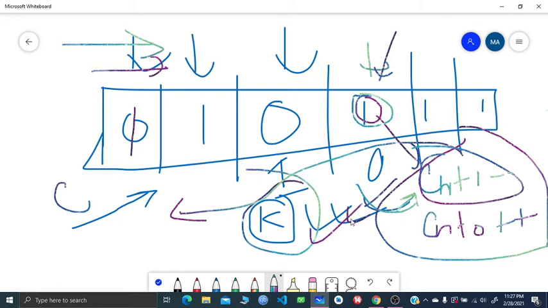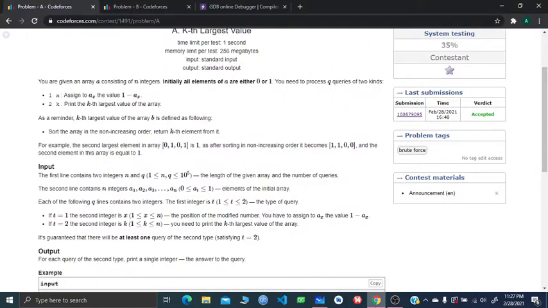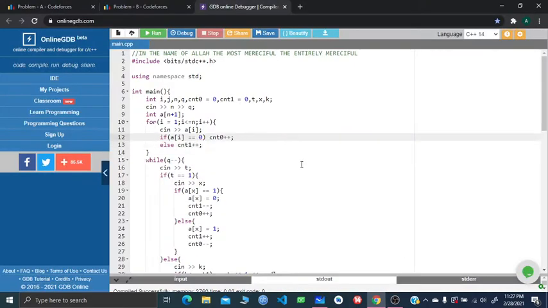If this position k becomes greater than count of 1, which means this position is getting out of range from the group of ones, then this value is nothing but 0. So that's exactly what I did. I'll just show you the code.